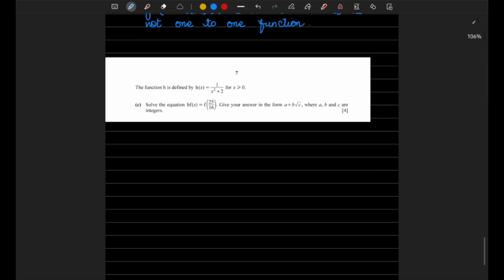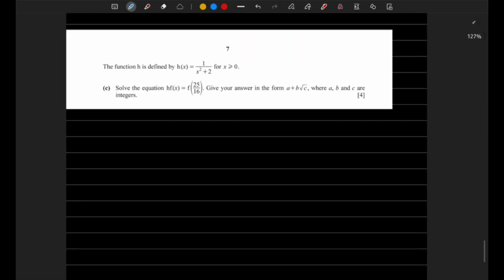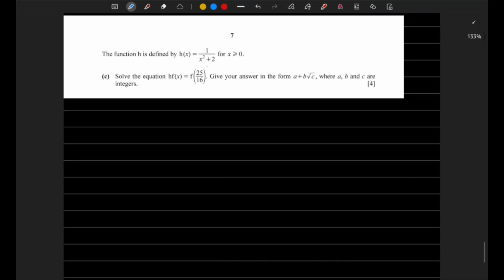Now part C. Now we have another function h of x that is defined by 1 over x squared plus 2, for x greater than or equal to 0. Now the domain is only greater than or equal to 0. So solve the equation h f of x equals f of 25 over 16. Give your answer in the form a plus b root c, where a, b and c are integers.